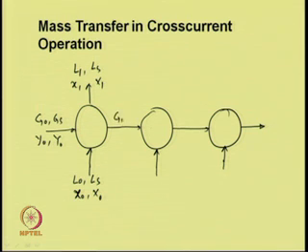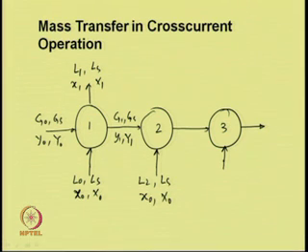This is G1, Gs, this is 1, this is 2, this is 3, and Y1, capital Y1. This is L2, Ls, X naught, capital X naught, and this is leaving X. L2, Ls, X2, capital X2 and L3.